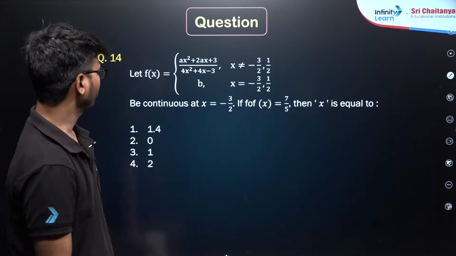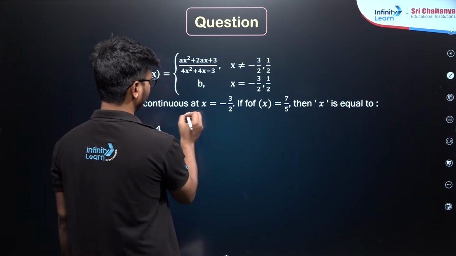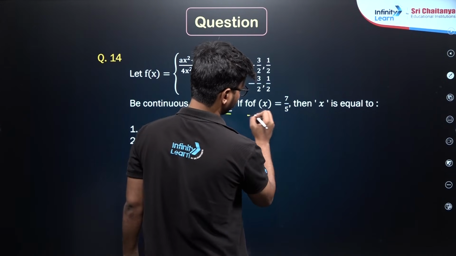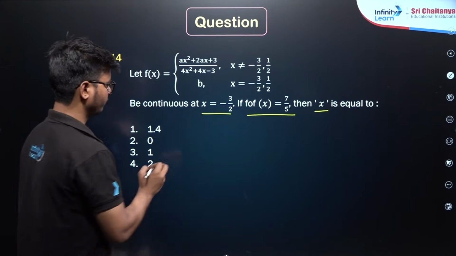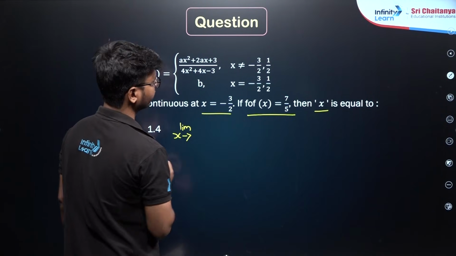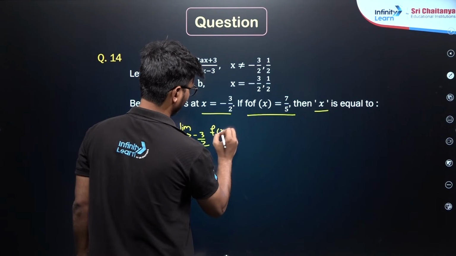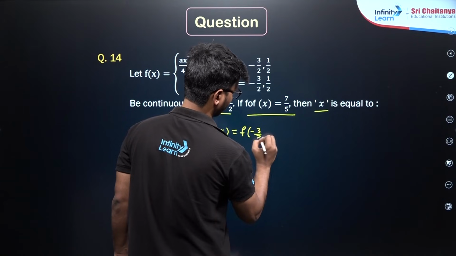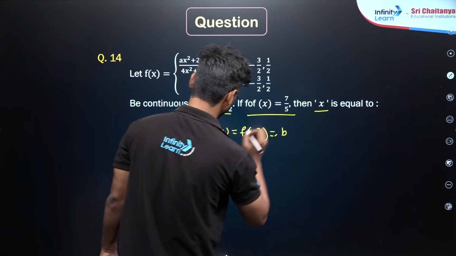Clear? We have a question of continuity. You can say the function is continuous at x equals to minus 3 by 2, and we are given the value of composition of a function, that is 7 by 5. We have to find the x. So we know that when a function is continuous, I can write limit x tends to minus 3 by 2 of f of x is equal to f of minus 3 by 2, and at minus 3 by 2 we are given the value of b, correct?